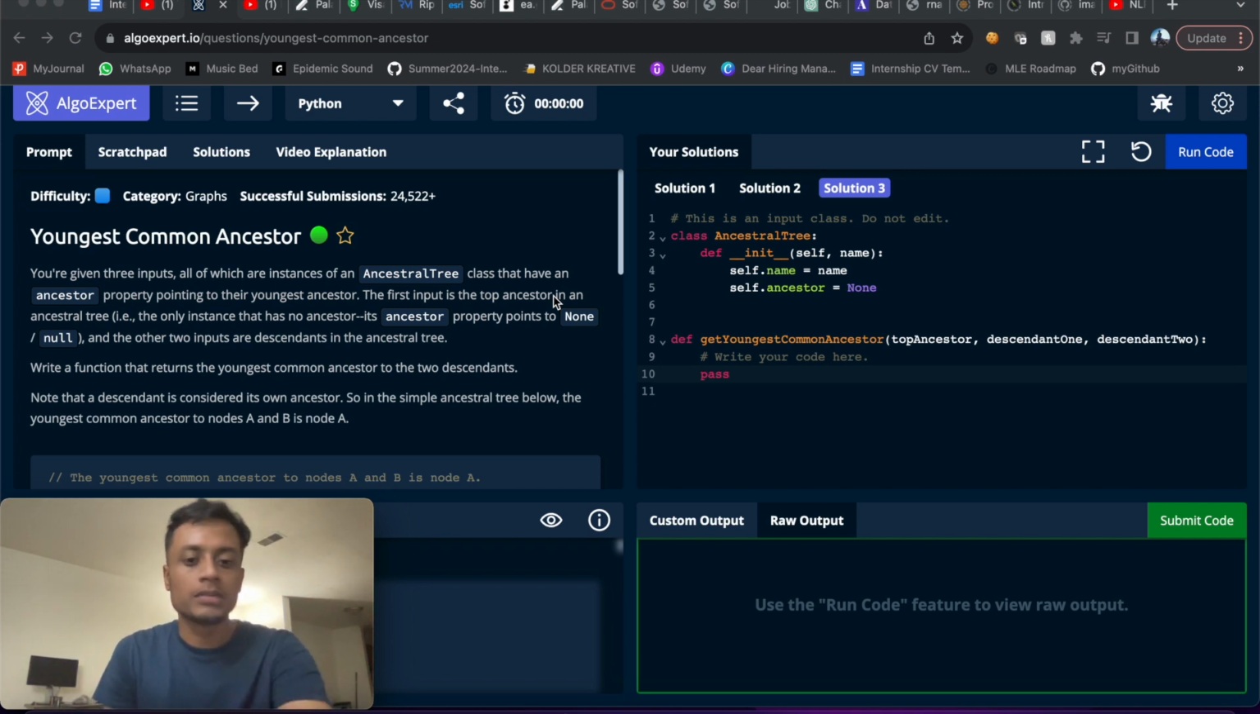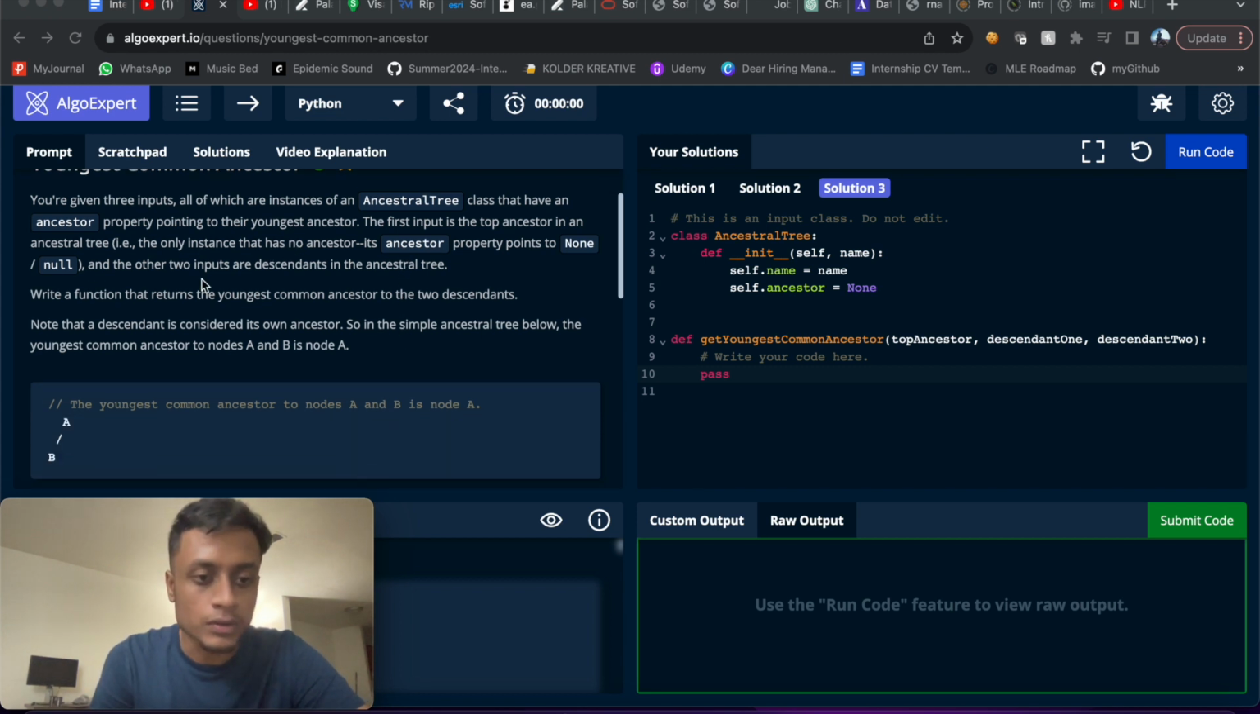Okay, the first input is the top ancestor in an ancestral tree. So they're giving me the root node of the tree, that is the only instance that has no ancestor. Exactly, that's the root node, and its ancestor points to null. The root doesn't have a parent, and the other two inputs are descendants in the ancestral tree.